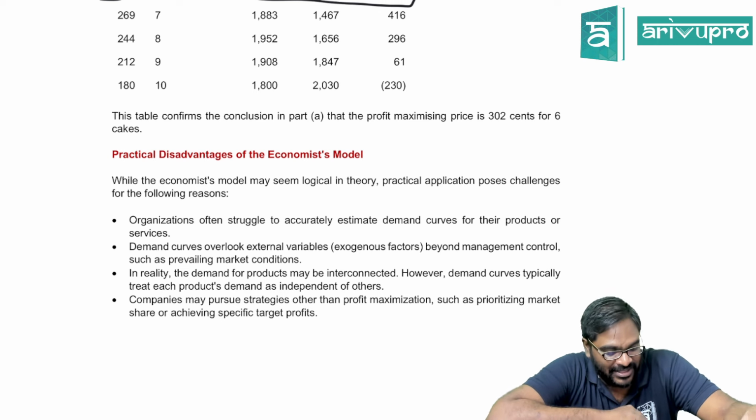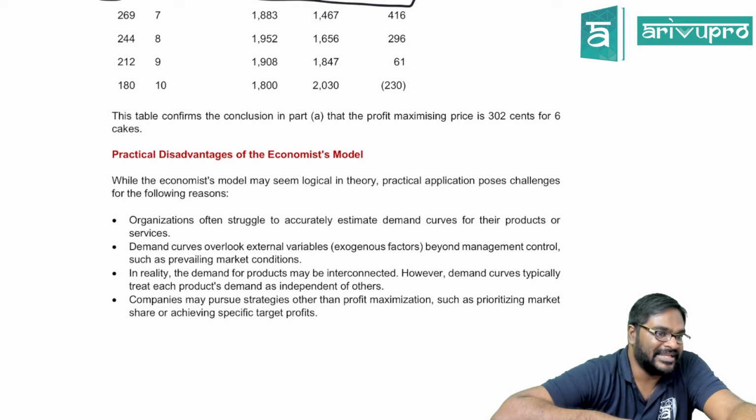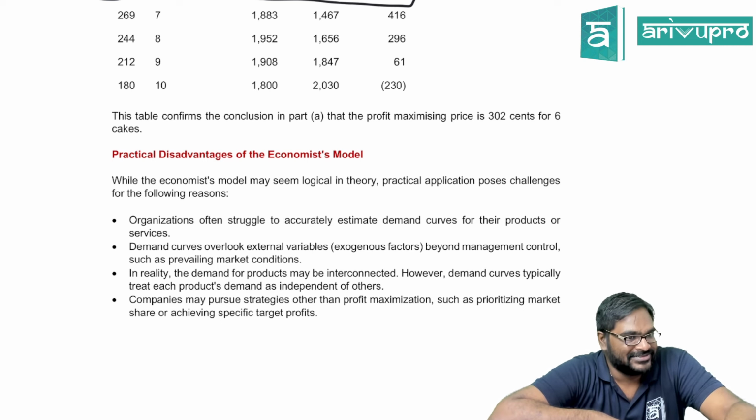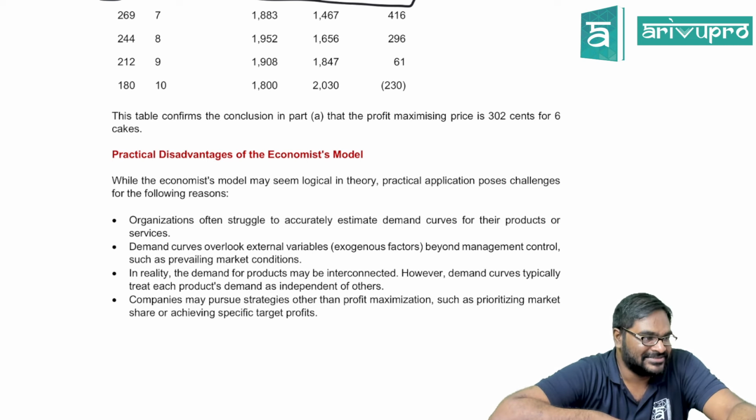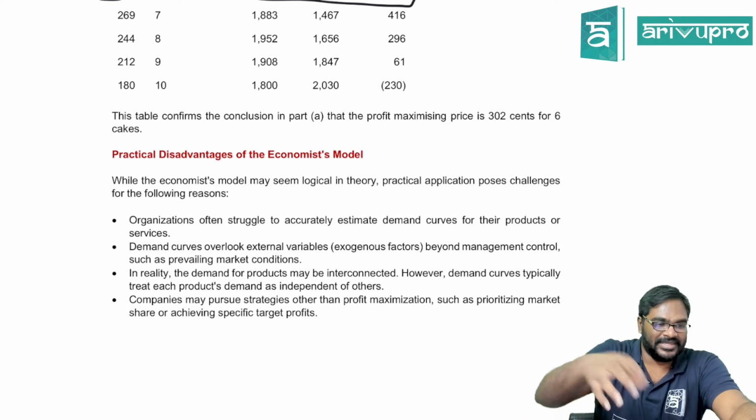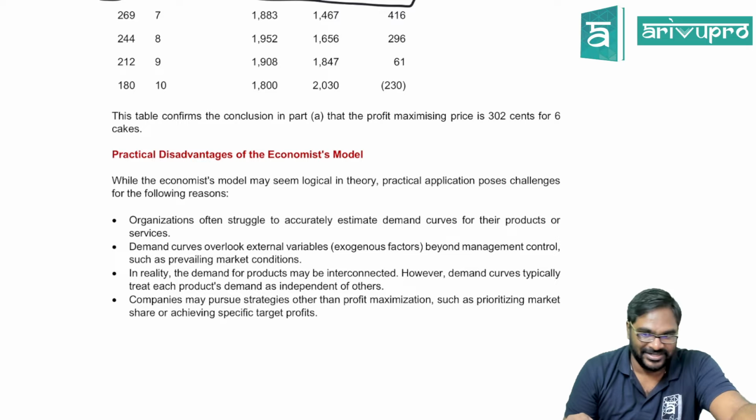Finally, apart from profit maximization, other strategies also might be there for a business, like market penetration, market capturing, increasing the market share, brand loyalty. These kinds of additional factors also might be there, which we cannot cater for in this model. Are we good? Right.